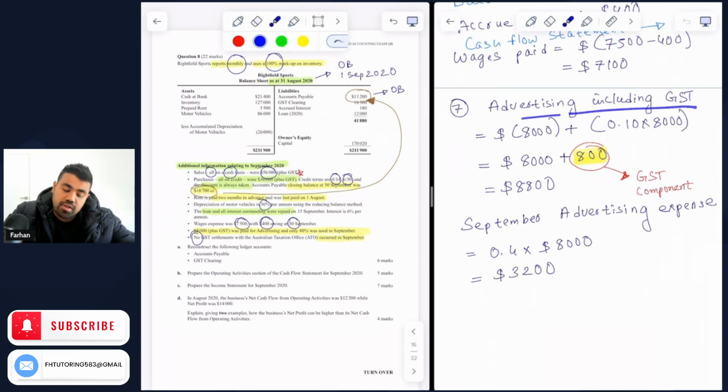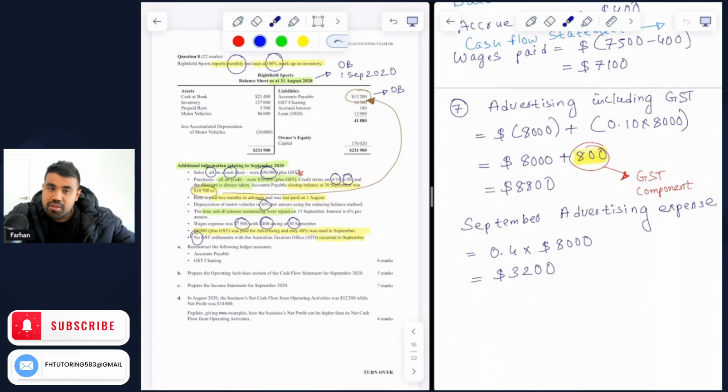So advertising, including GST, is going to be 8,000 plus an additional 10% applied on 8,000, which gives me $8,800 as the total, out of which 800 is the GST component. Now, the reason we also want to separate this GST component is because we have been asked to reconstruct the ledger accounts for GST clearing. So that is why it's easier to keep all the numbers separate based on how we're going to use them eventually.